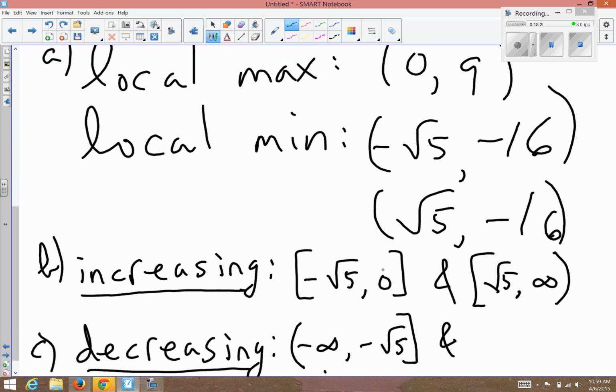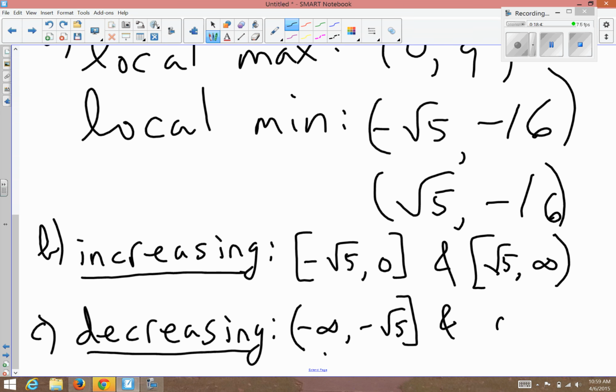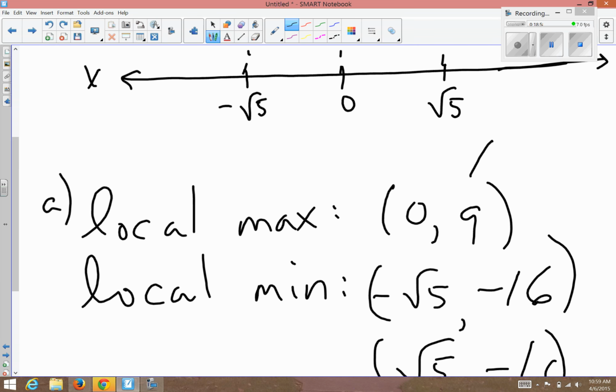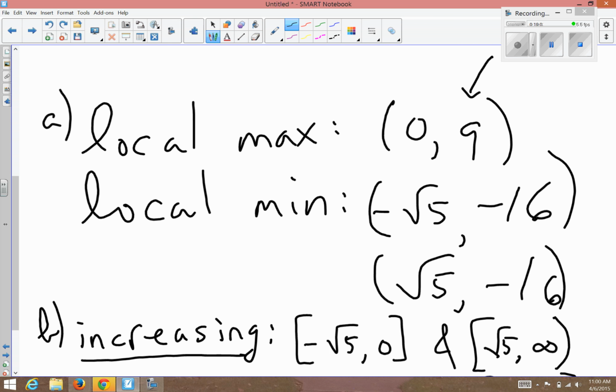So these all get square brackets, except for the infinities. Also decreasing here. When I say here, I mean from this x to this x, this interval, 0 to radical 5. Please put square brackets around everything except the infinities. So these are intervals. Intervals means the x values. The extreme values are really the y values. Local maximum is 9. I'm also giving the x, but they really just want the 9. And the local minimum is negative 16. It occurs at two different places.